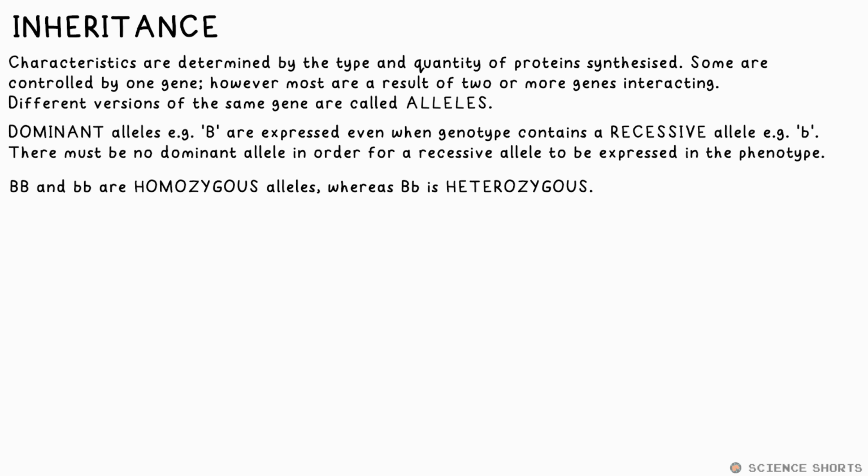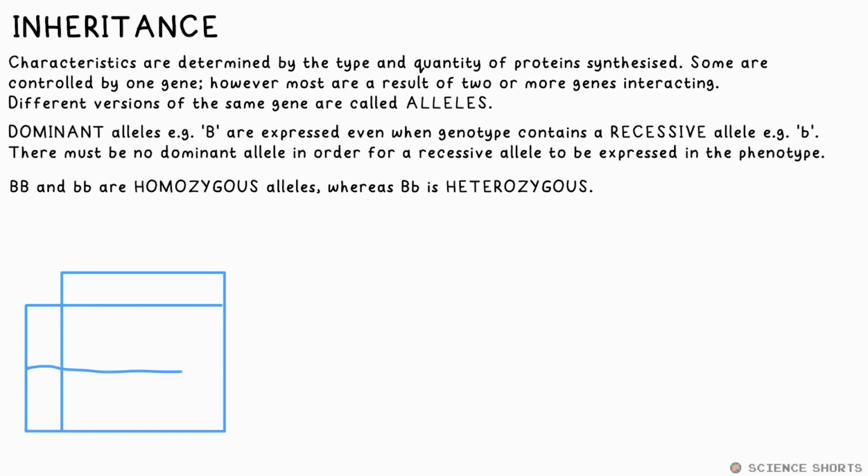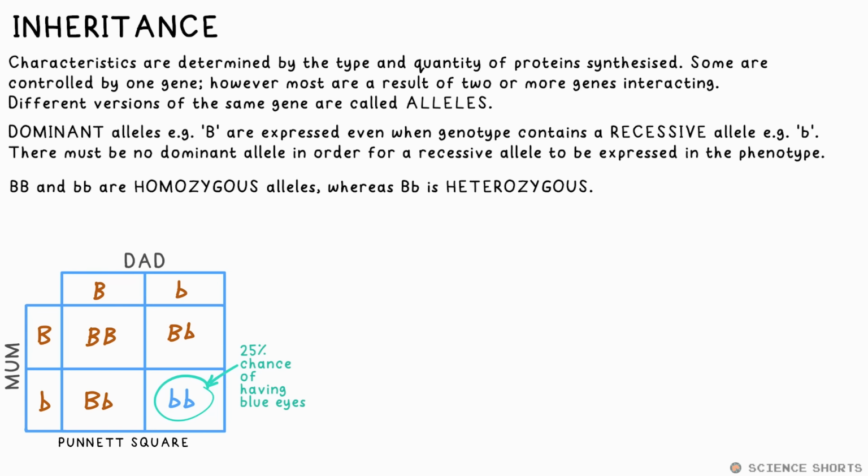Big B, big B or little b, little b are homozygous genes, as they only have one type of allele, whereas big B, little b is what we call heterozygous. We can use a Punnett square to predict the probability of a certain phenotype. My parents have brown eyes, but they both have heterozygous alleles for eye color. There are 3 different outcomes of these combining, with a 25% chance of making me. That's little b, so I'm not so much 1 in a million, more 1 in 4.